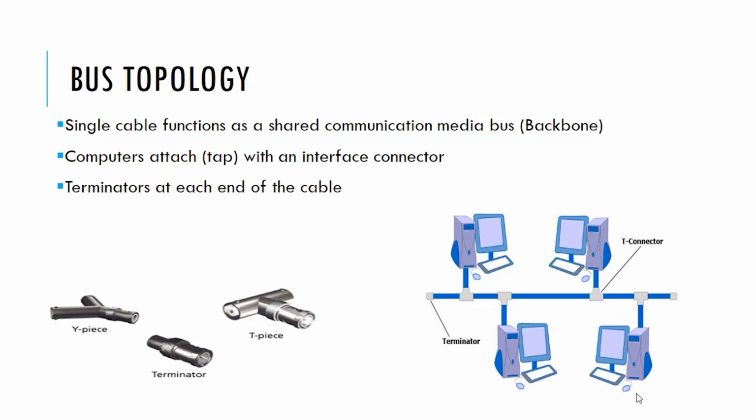The bus topology is a single cable that functions as a bus, as a shared media, as a backbone. Computers attach or tap with an interface connector to this bus. This bus, this shared media, is terminated by terminators, and the computers are connected through connectors either in T-piece or in Y-piece. We can see here the topology of the connection and the connectors, the T-piece, the Y-piece, and the terminator that resides at the end of the bus cable.